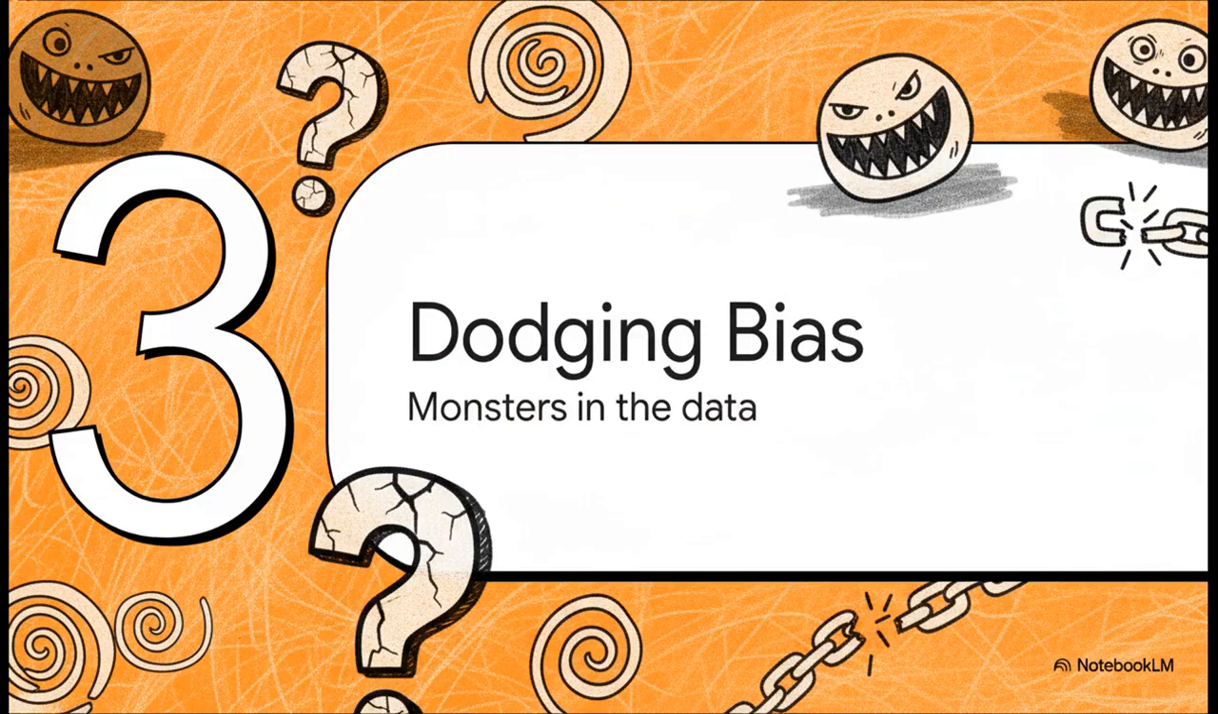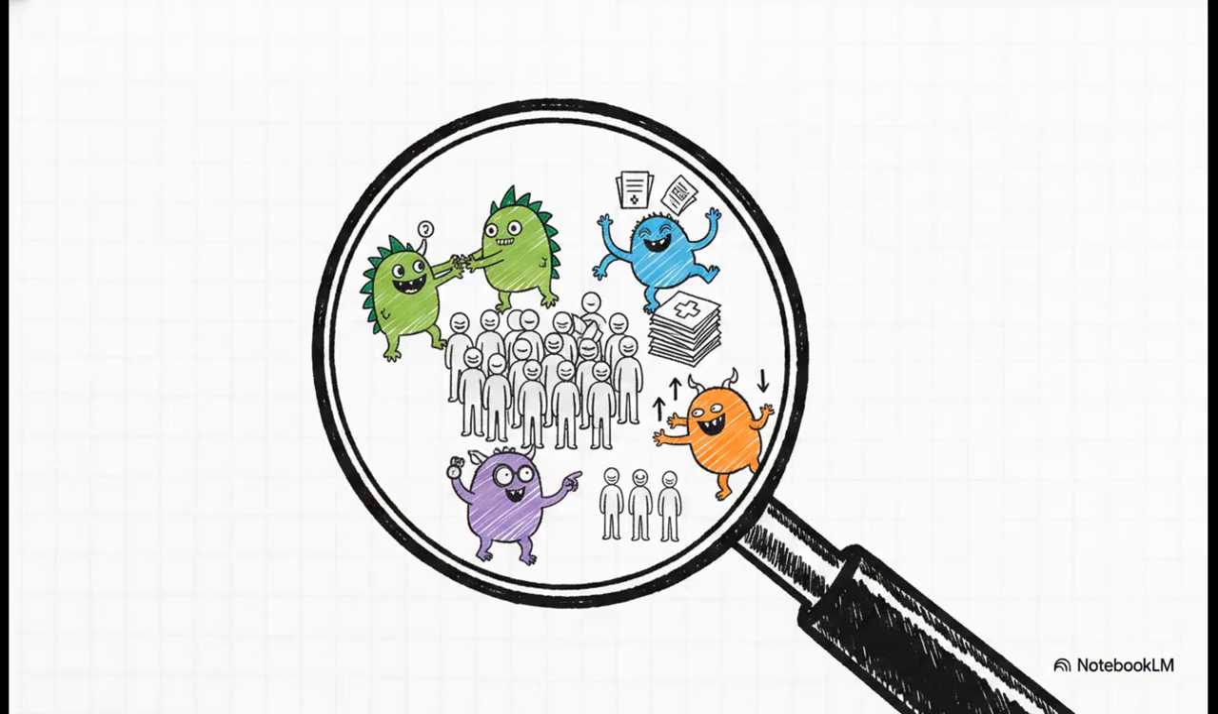Next up, dodging bias and confounding, the monsters in the data. And trust me, these really are the monsters lurking in your datasets. You've got selection bias, which means the network data you have just doesn't represent the general population.